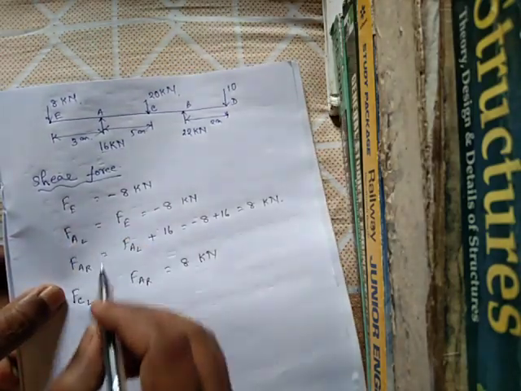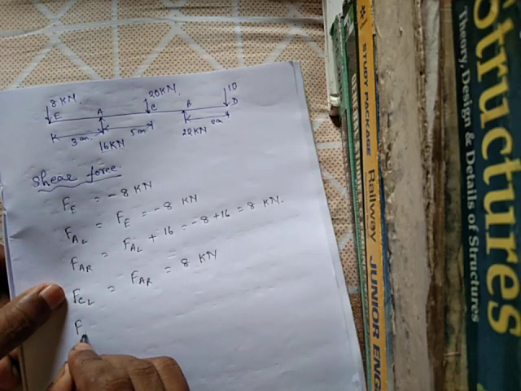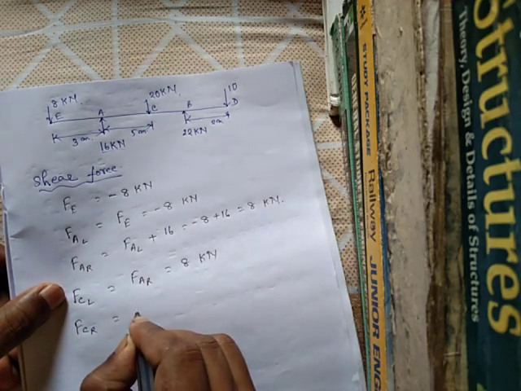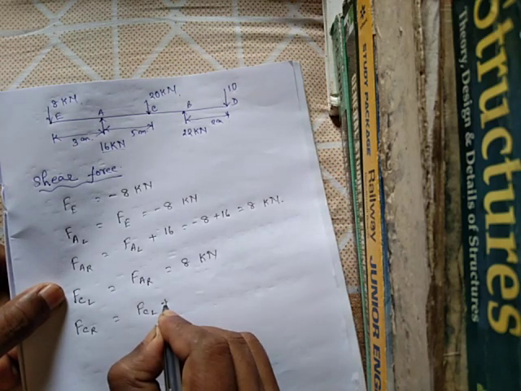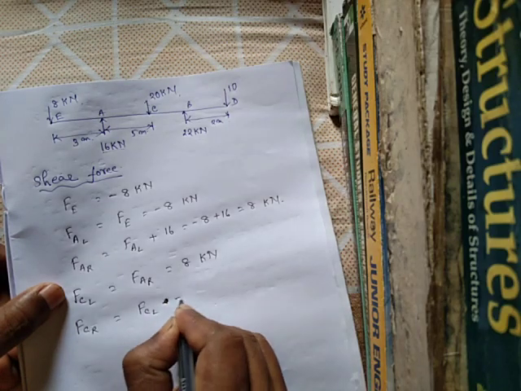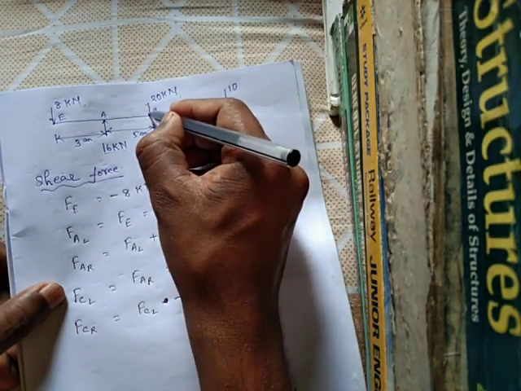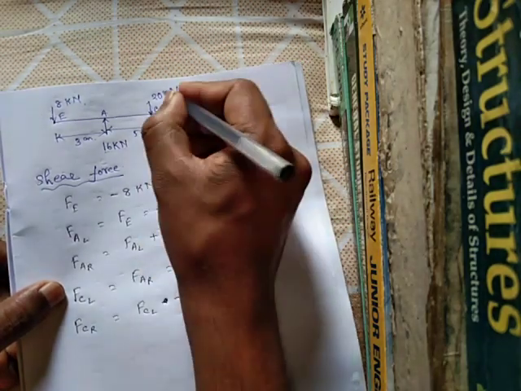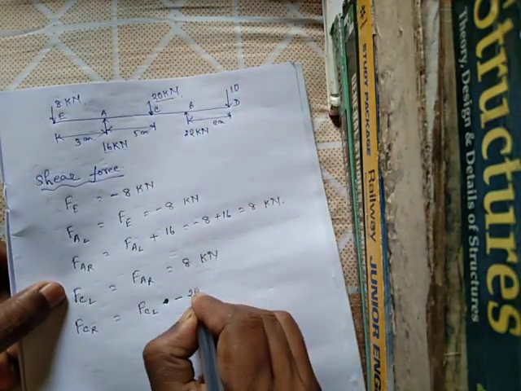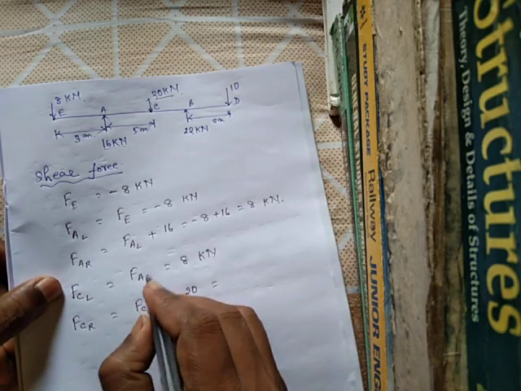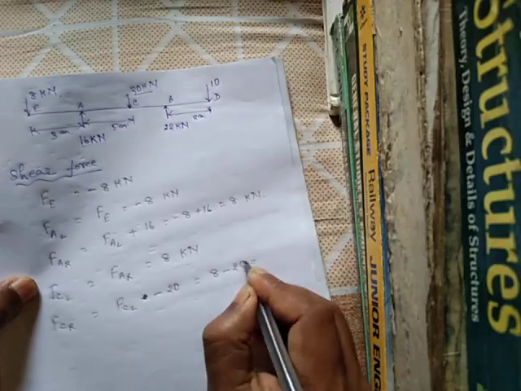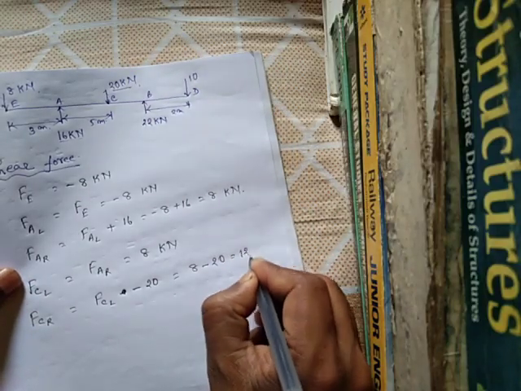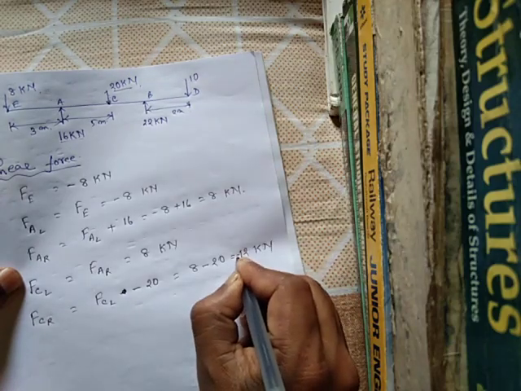And the shear force at point C just to the right will be the shear force at C just to the left minus, this is a downward force, so it will be minus 20 kilonewton. That is 8 minus 20, which is minus 12 kilonewton.